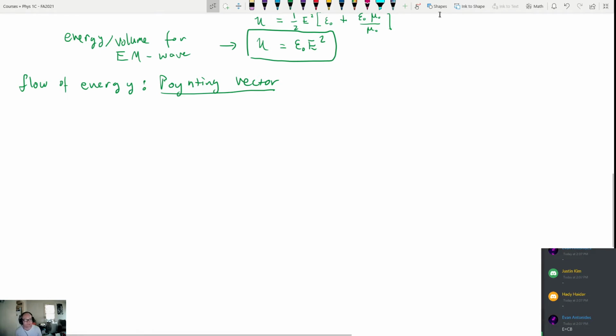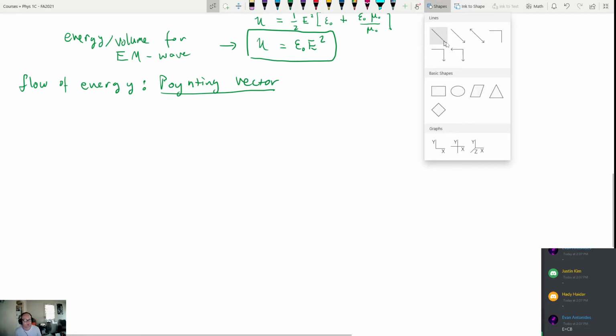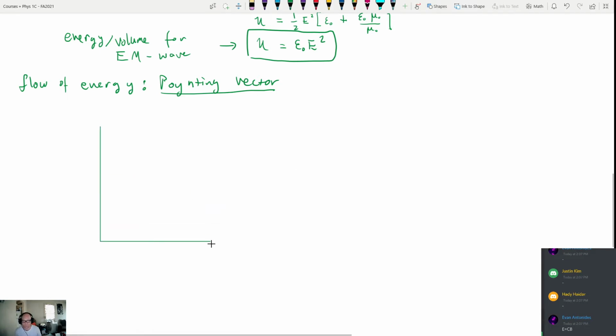So we consider the following scenario. Let's start off with a coordinate system, so that we have the x and y like this, and the z coming out this way. So we'll draw a z-axis on there.